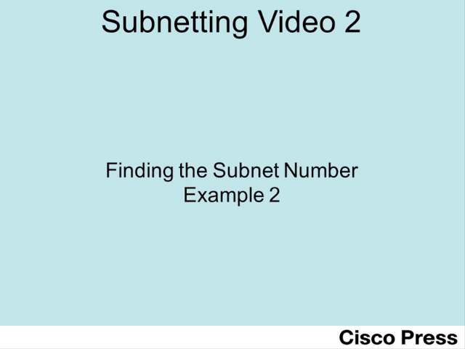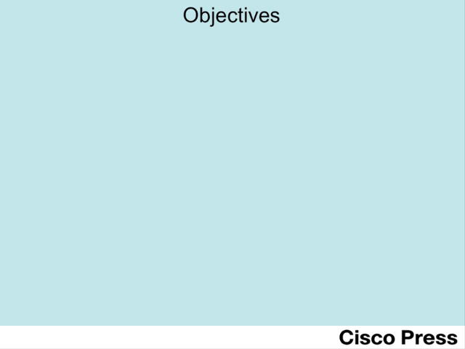This video shows how to find the subnet number, or resident subnet number, and this video uses as an example IP address 10.99.88.77 with mask 255.255.248.0. So why do we have these subnetting videos in the first place?